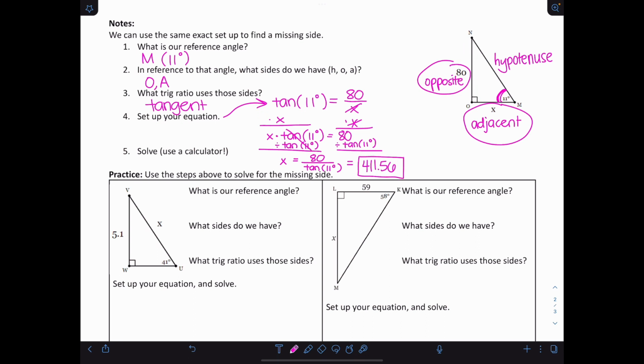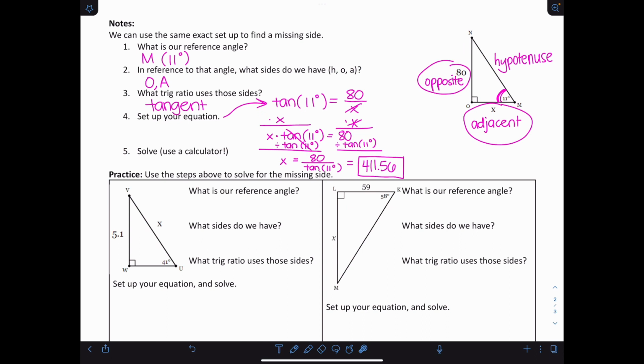411.56. So what that has now told us is that if we were actually to build a triangle like this, where we made this angle a teeny tiny 11 degrees, but we also wanted this side to be 80 units long, then in order to build that triangle, this side has to be 411 units long.